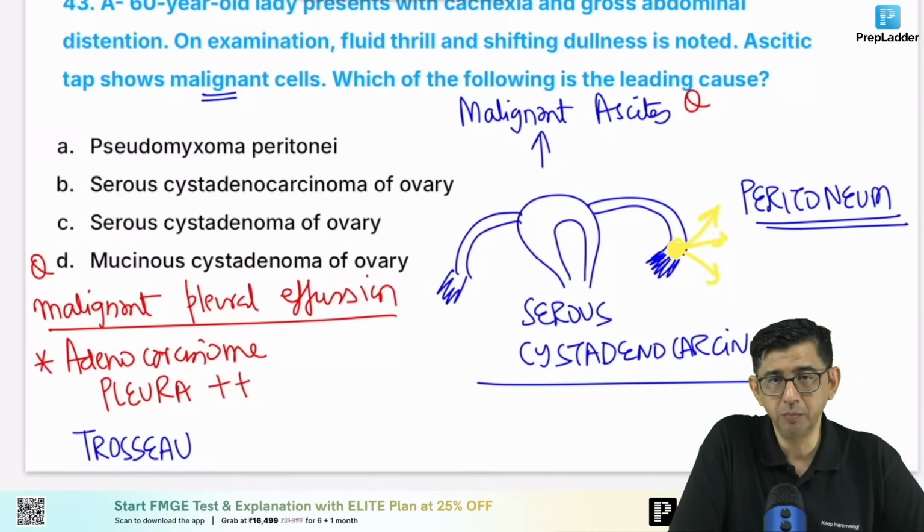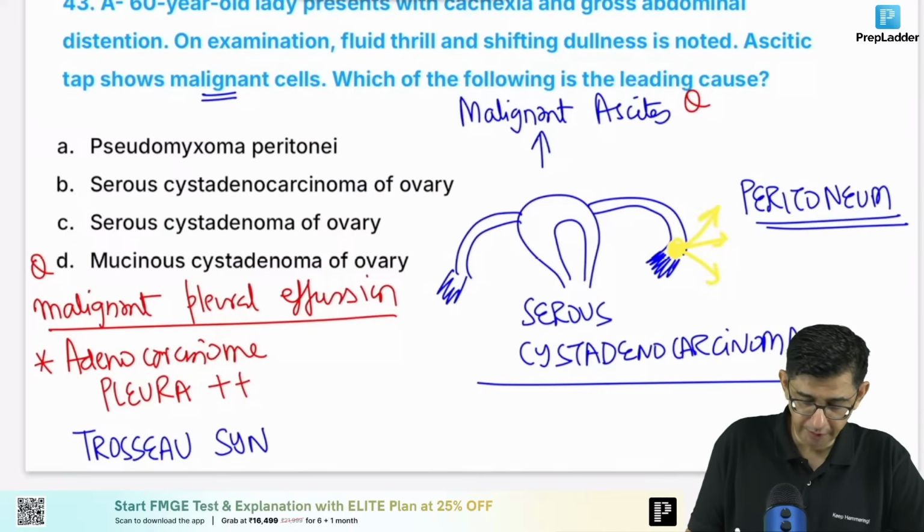For migratory thrombophlebitis, please comment in the chat box what should I write, the word Trousseau sign or Trousseau syndrome. For migratory thrombophlebitis seen with lung cancer, should I write the word Trousseau sign or should I write the word Trousseau syndrome?